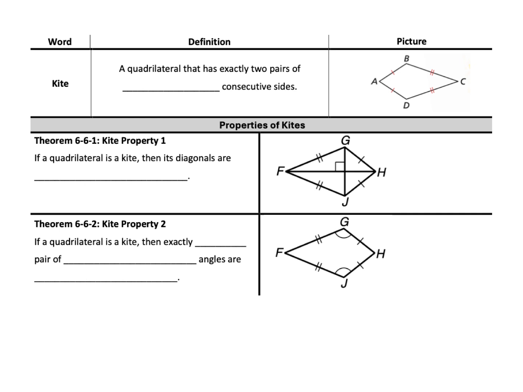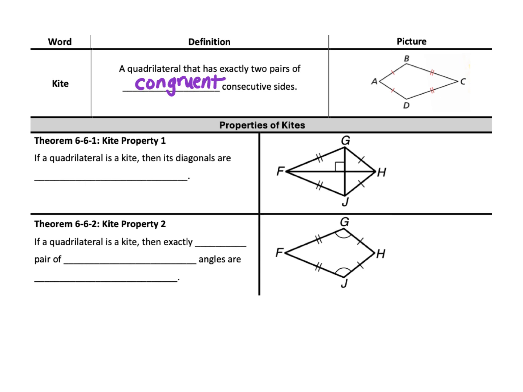A kite is a quadrilateral that has exactly 2 pairs of congruent consecutive sides. Notice in this picture that AB is congruent to AD, and those sides are consecutive. They're right next to each other. And BC is congruent to CD, another pair of consecutive congruent sides.